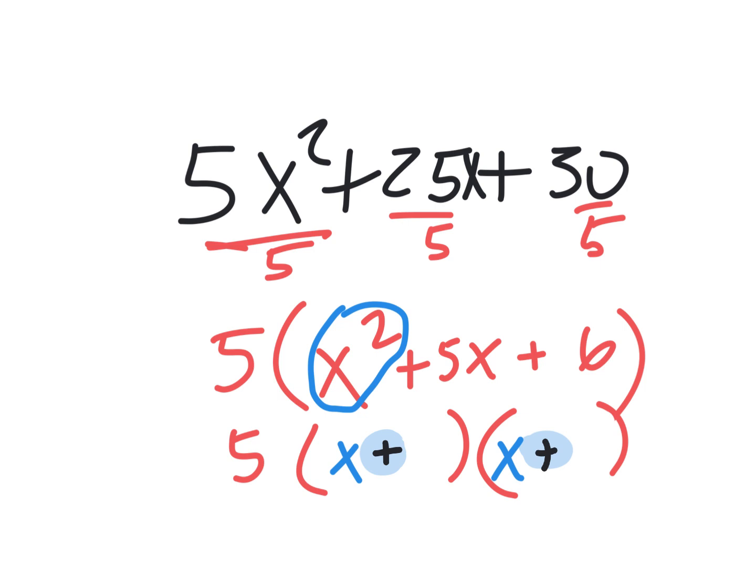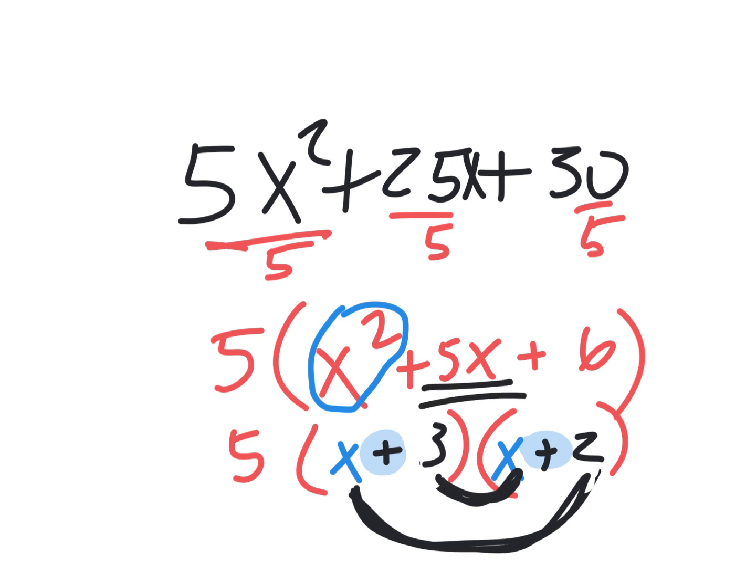Then last but not least, if you're thinking 6 and 1, you're thinking wrong, because the total adds up to 6x and 1x makes 7x. It can't be 6 and 1. What does it have to be? What else makes a 6? 3 and 2. And watch what that makes. 2x, 3x makes 5x. Cool.